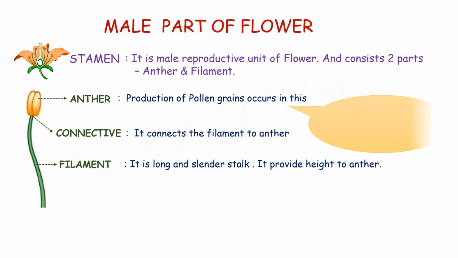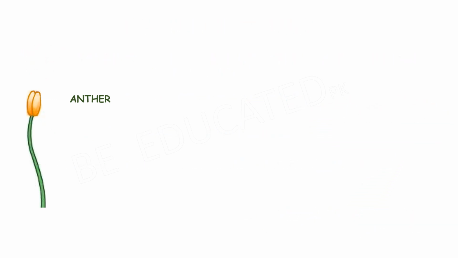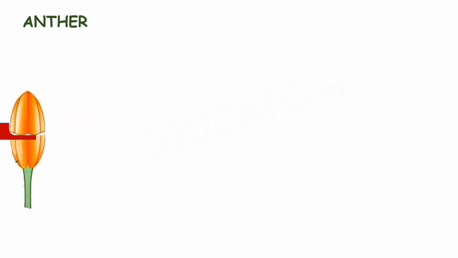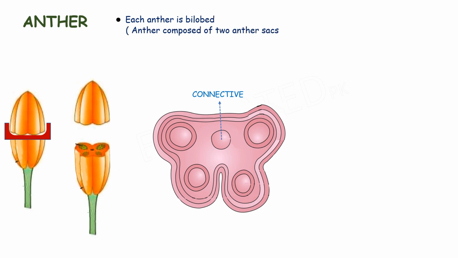So now the question arises, how does anther produce the pollen grains? For this production of pollen grains, anther should mature fast. Now focus on the anther part. When we zoom into the anther and cut it transversely like this, we can see this structure. Zooming in its transverse section, we can see the connective tissue clearly. Now, each anther is bilobed, meaning anther is composed of two anther sacs or lobes separated by connective tissue.